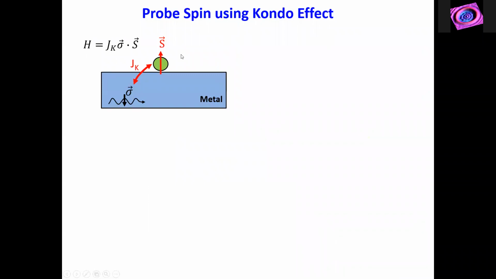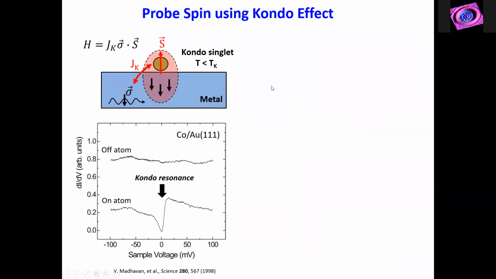The Kondo effect is what you get when you have a localized magnetic moment sitting on top of a metal. Then you get an exchange coupling between the spin of the local moment, which couples to the spin of the itinerant electrons. And if you go to low enough temperature, that causes a Kondo singlet to form, which screens the spin of the local moment.